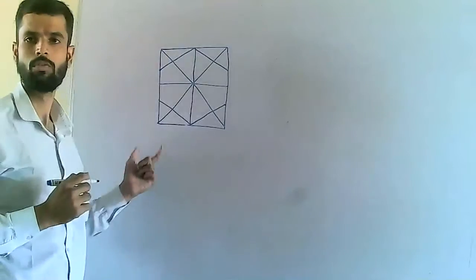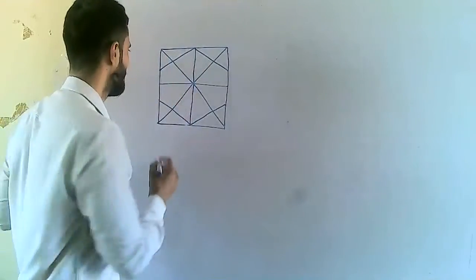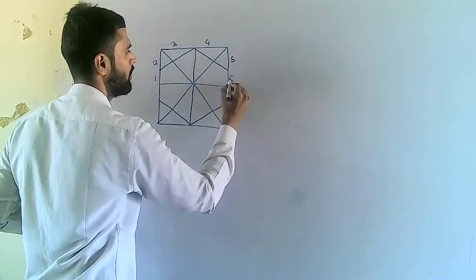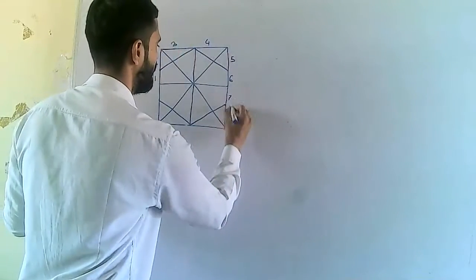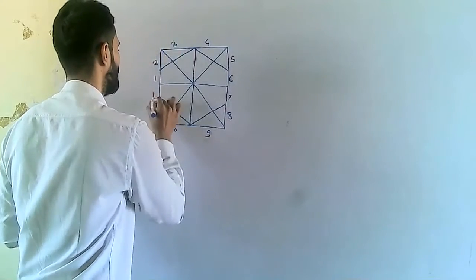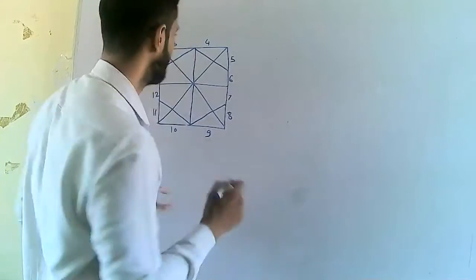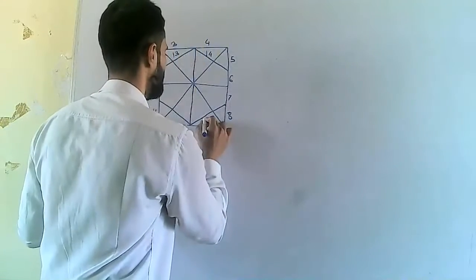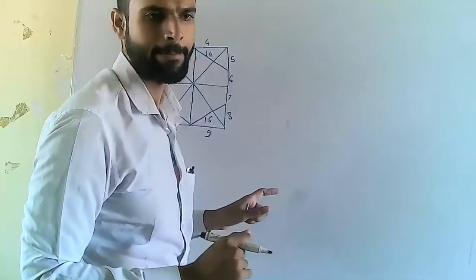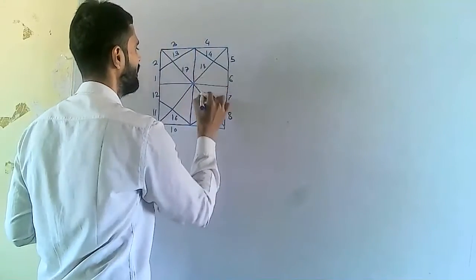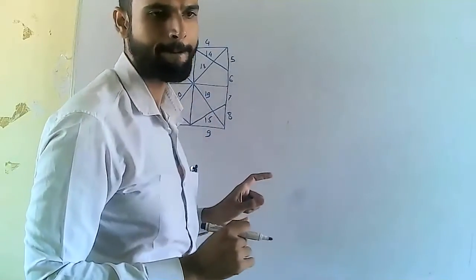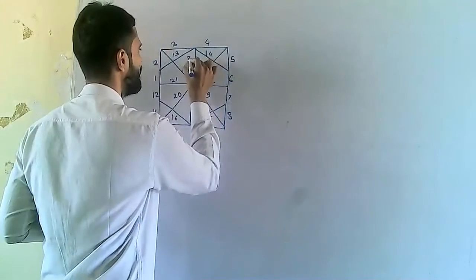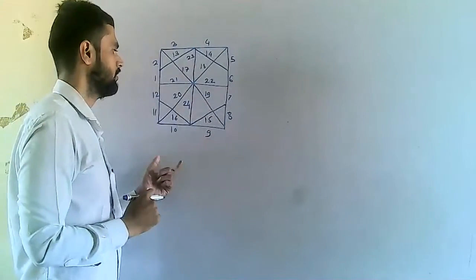Okay, so we have to give the numbering to each and every line segment like this, that is 1, 2, 3, 4, 5, 6, then 7, 8, 9, 10, 11, 12, then after that 13, 14, 15, 16, okay, then 17, 18, 19, 20, 21, 22, 23, and 24.